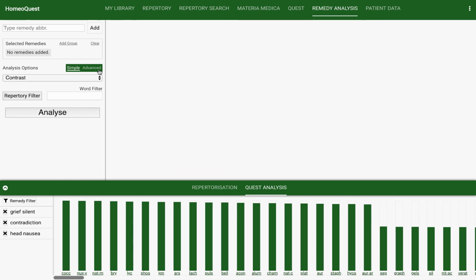But what I can do is a quick practical application of how I've used remedy analysis in 80% of cases. And I do it for fine-tuning differentiation. So say in this case, you had Cocculus come up, and I'm not sure what sort of Cocculus symptoms are with the head.